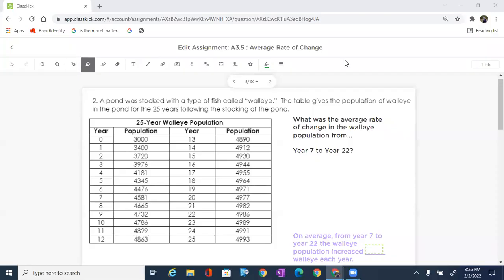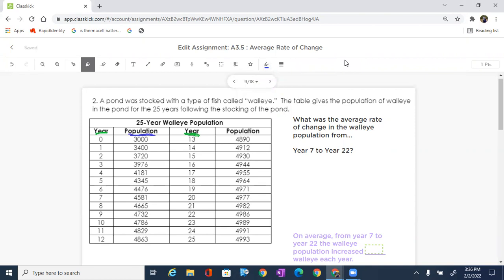All right, let's go ahead and find average rate of change. And we're going to do so with a problem about a pond that was stocked with a type of fish called a walleye. The table gives the population of walleye in the pond for 25 years following the stocking of the pond. So you can see over here, we have two columns where it gives us the information about the years. And then it also gives us the information about the population.